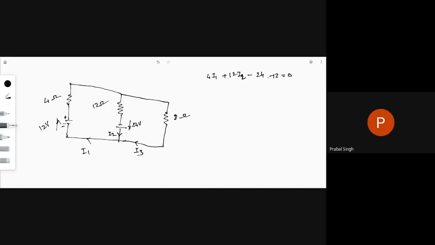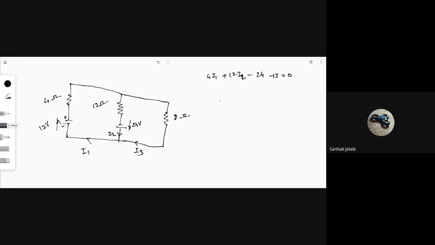Fine. Sir, I1 equal to 12 volt. Who said I1 is equal to 12 volt? Actually, I1 equal to 12, I2 equal to minus 1 ampere. How you got it? Sir, I made two equations and solved it. Can you tell me the equations, Sarthak?